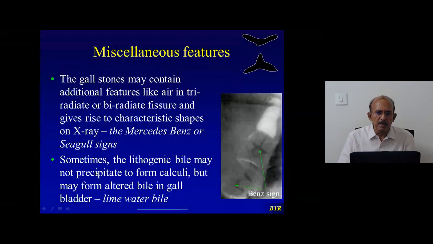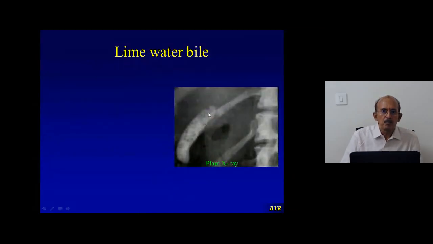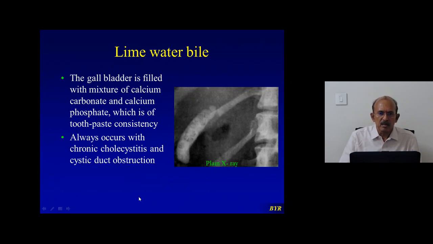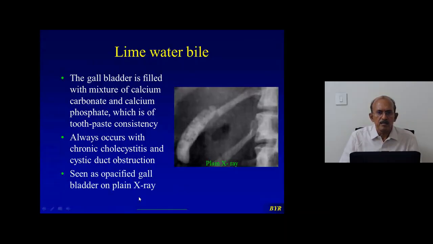Sometimes the lithogenic bile may not precipitate to form calculi, but may form altered bile in the gallbladder, that is lime water bile. So sometimes the bile, which is going to form the stones, having a lot of calcium phosphate, still does not form the stones. So it may look like something like that in the X-ray. This is called lime water bile. The gallbladder is filled with a mixture of calcium carbonate and calcium phosphate, which is of toothpaste-like consistency. It always occurs with chronic cholecystitis and cystic duct obstruction, seen as opacified gallbladder on plain X-ray.